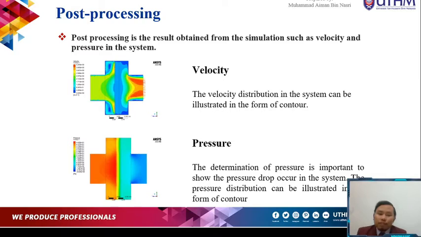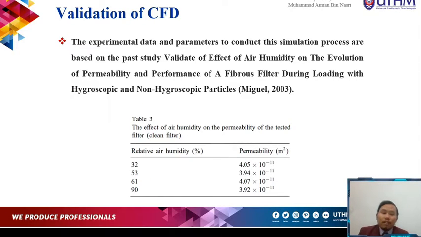At post-processing, the results obtained from the simulation, such as velocity and pressure in the system, are shown. Velocity distribution in the system can be illustrated in the form of a contour. The determination of pressure is important to show the pressure drop that occurs in the system. The pressure drop can also be illustrated in the form of a contour.